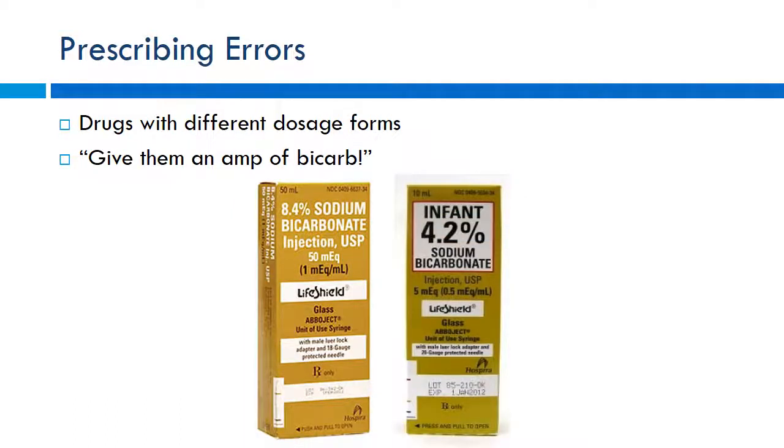Other things, so sodium bicarbonate is kind of on shortage. They say, "Give them an amp of bicarb, stat." Okay, well, what are you referring to specifically? We have 2 forms available. One's an infant formulation, 4.2% versus 8.4%. This one comes as a 1 mEq per mL concentration. This one's 0.5. So if you give the wrong one, you're going to give a wildly different dose, either doubling it or halving it, and that may not be appropriate for that patient. So just be careful of that. Ask, what concentration would you like? 8.4%? Okay, I can get that.